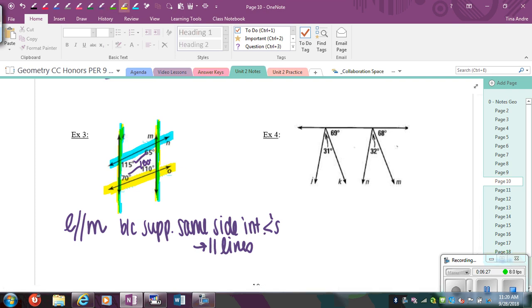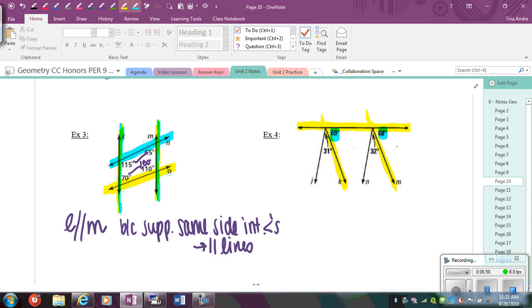Now if I look at the next scenario, here's my transversal that I'm looking at. I have two different scenarios. I have this ray with this ray. Here are my two lines, here's my transversal. When I look at those, I would be comparing the 69 and the 68. Those are corresponding angles, but they're not congruent. So since they're not congruent, those lines or rays are not parallel.